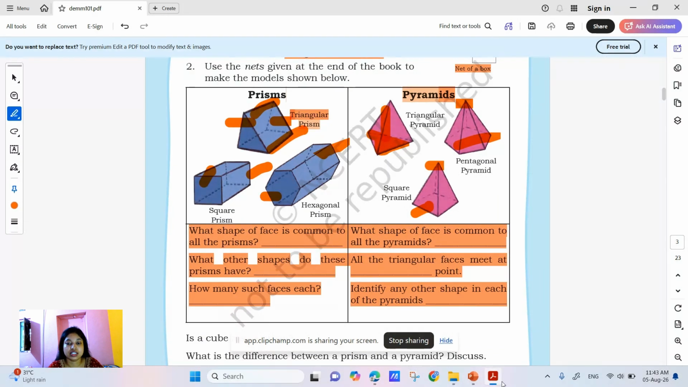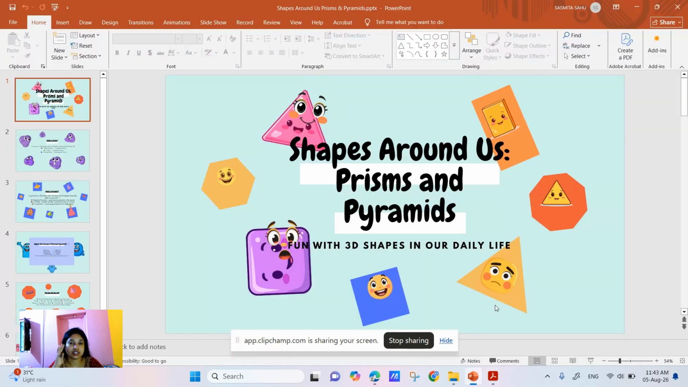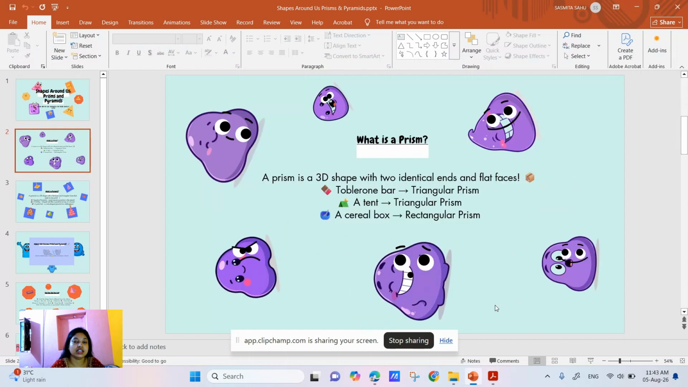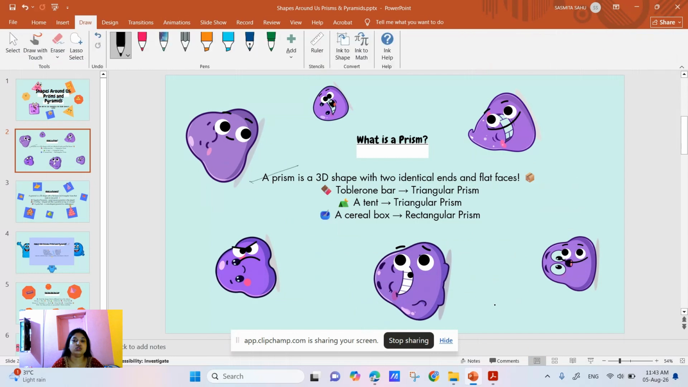Here we can see more examples of pyramids and prisms. So there are various types of images. What is a prism? A prism is a 3D shape. A prism is a 3D shape with two identical ends and flat faces.